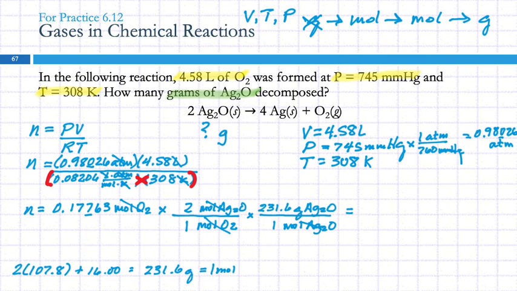So we've got our moles times 2 times the molar mass, 82.280 grams, 82.3 grams of Ag2O. Any questions?